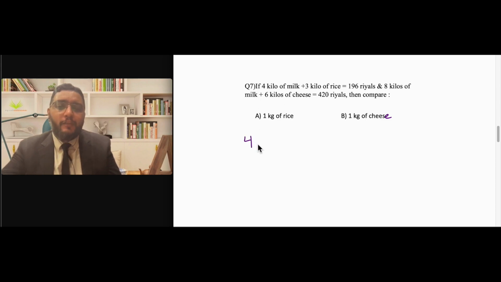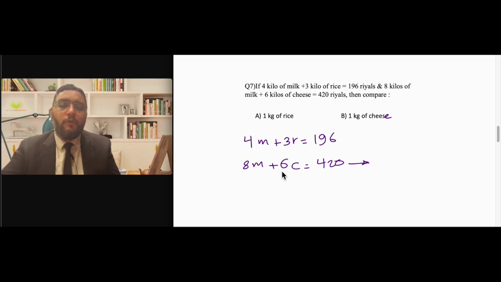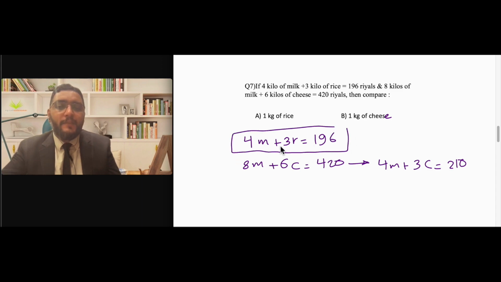We have 4 kilograms of milk plus 3R, which equals 196. And also we have 8 kilograms of milk plus 6 kilograms of cheese, which equals 420. You can divide the second equation by 2, because 8, 6, 420 are even numbers, and all of them are divisible by 2. So it will be 4m plus 3c equals 210.